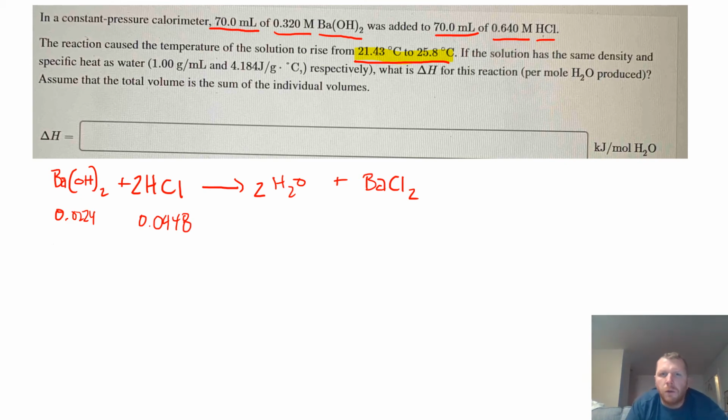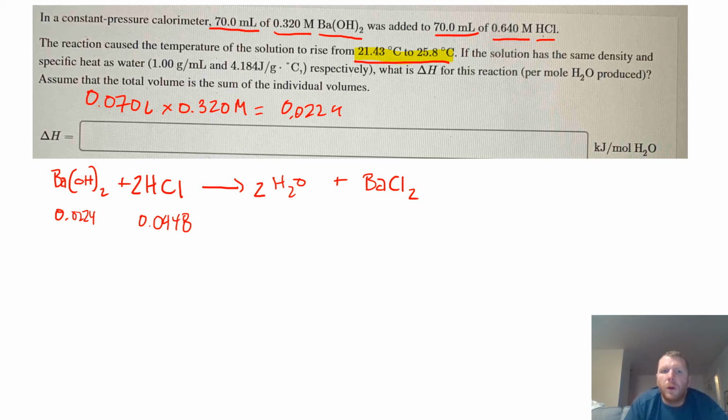Okay, so the way that I did that was 0.070 liters times 0.320 molar equals 0.0224, and then I did the exact same thing for the other. So what this actually shows me is this is a perfect example of I have no limiting reactant or anything like that.